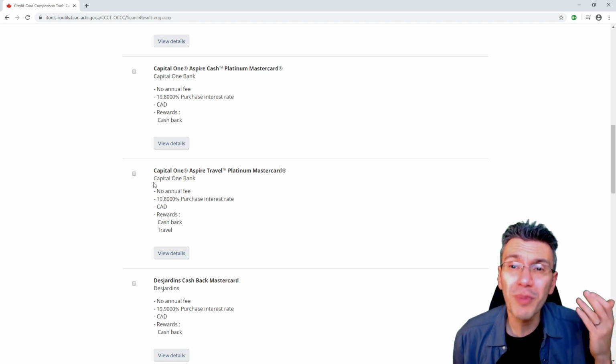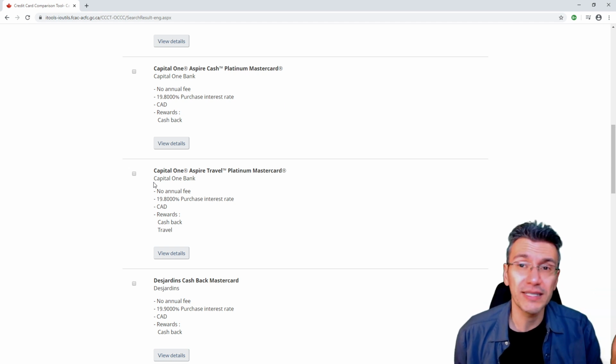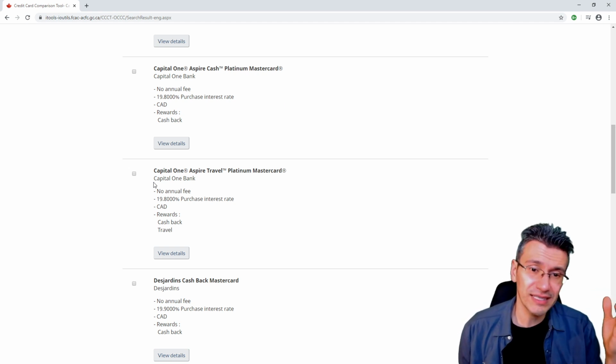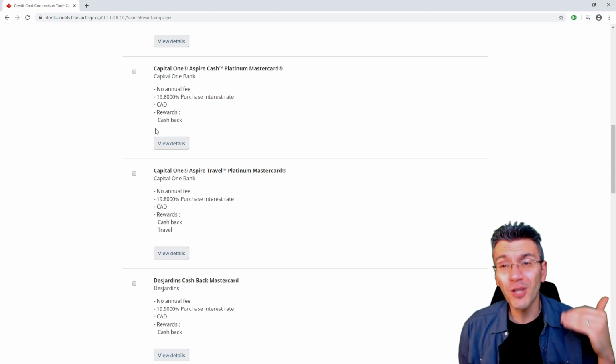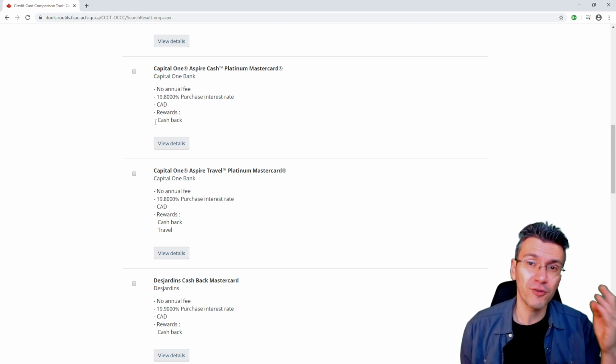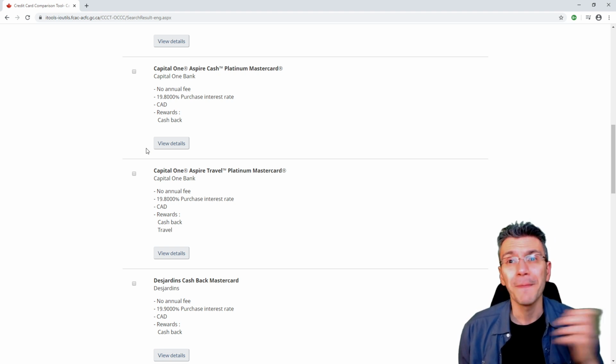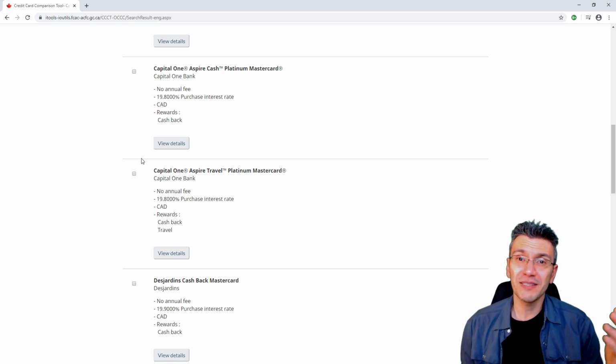Now, if you're able to pay off your credit card in full every single month, there's absolutely no reason to worry about whatever the interest rate is, right? Whether the interest rate is 19.8% or 25%, as long as you're able to pay off 100% of your bill in full by 1 or 2 business days before the due date, you don't have to worry about what the interest rate is because you don't care.